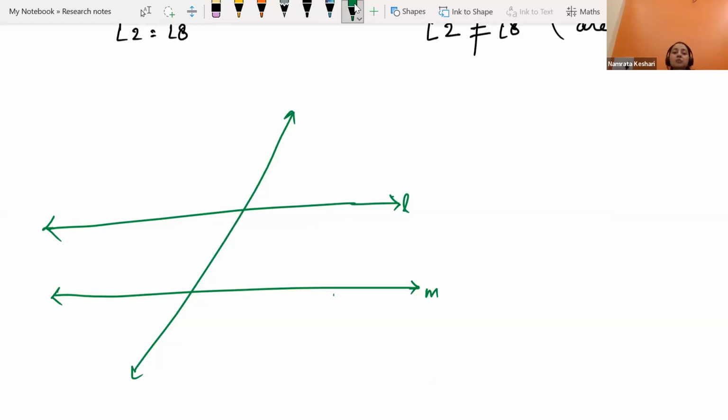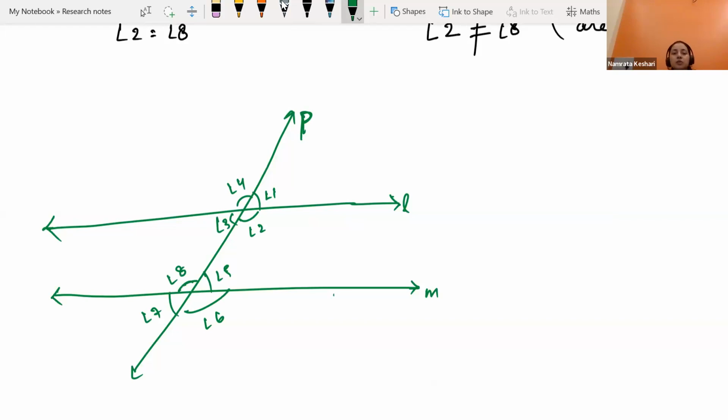When we are having two lines, L and M, we don't know whether these two are parallel or not. And there is a transversal P. Now, let's say this is 1, this is 2, this is 3, and this is 4. This is 5, this is 6, this is 7, and this is 8.